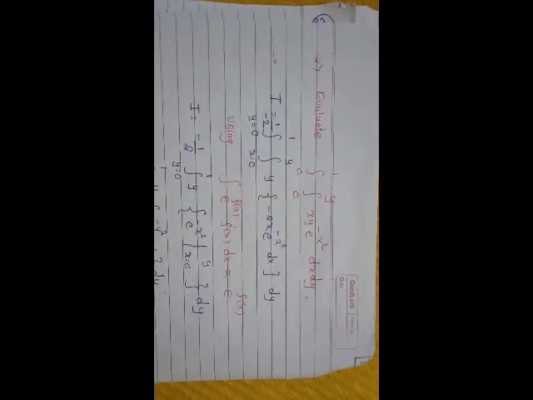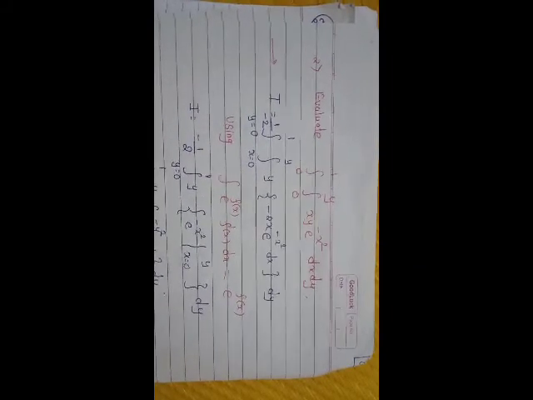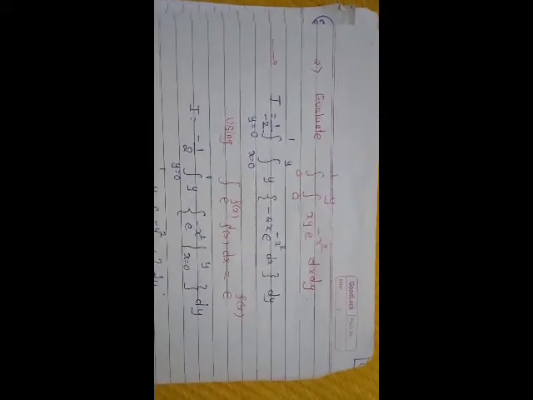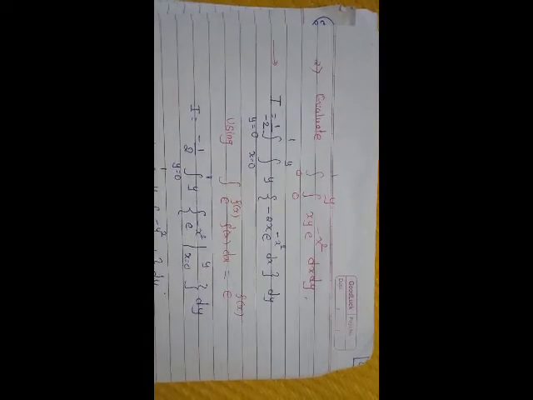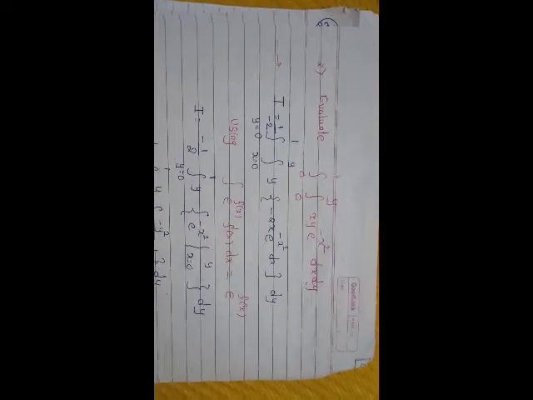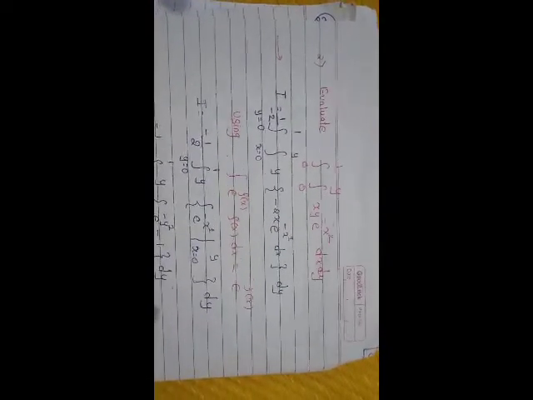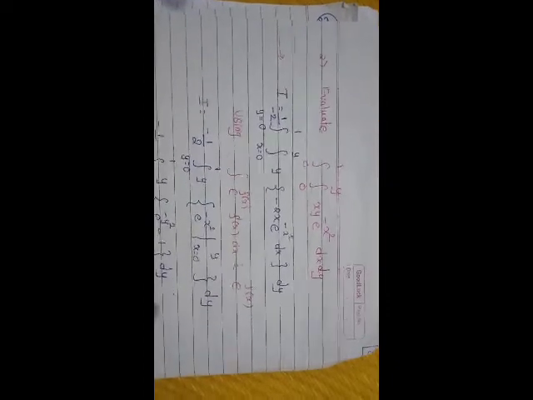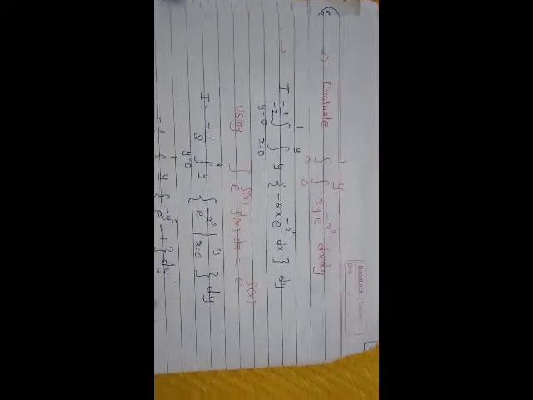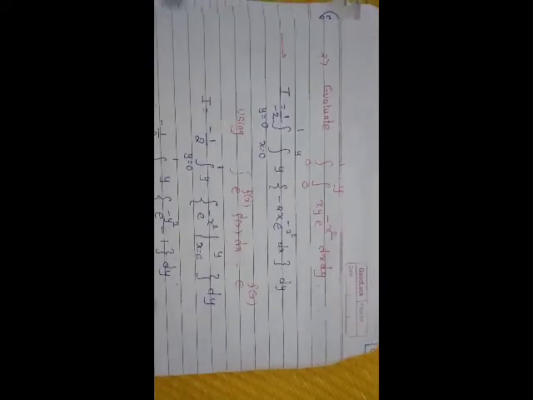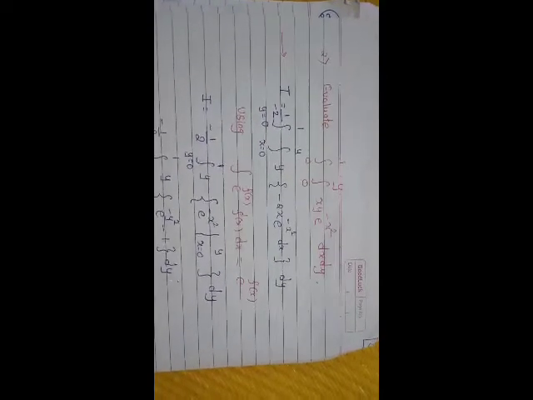Next example: integration from 0 to 1, integration from 0 to y, xy e raised to minus x square dx dy. So understand, here we can integrate with respect to x first or y first, but see what the order is. Since the inner limits are 0 to y, they are the limits of x equal to 0 to y, and then 0 to 1, they are the limits of y.